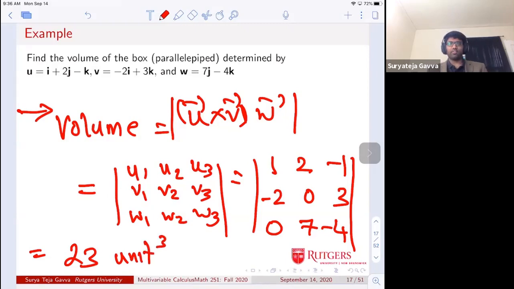If the basic units, the lengths of i, j, and k, are 1 unit, then this will have 23 unit cubes of volume, because that's the determinant. If you compute the determinant, you get 23. Okay, so that's the story of cross products and dot products. Any questions on this?